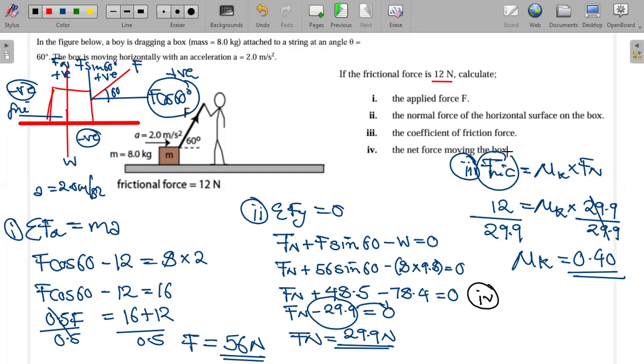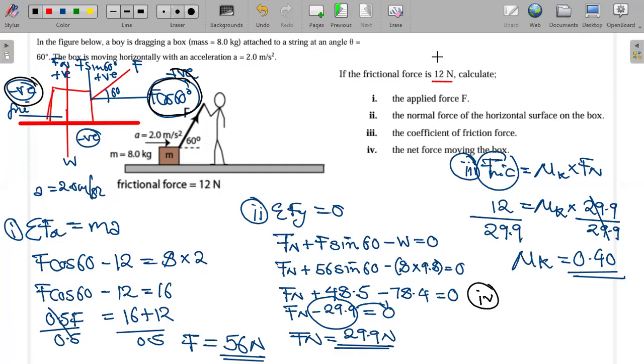Then we go to the last part, which is asking us about the net force that is moving the box. So the box is moving in the horizontal axis. And what forces do we have in the horizontal axis? We have F cos 60 and the frictional force. So how can you calculate the net force that is moving the box?